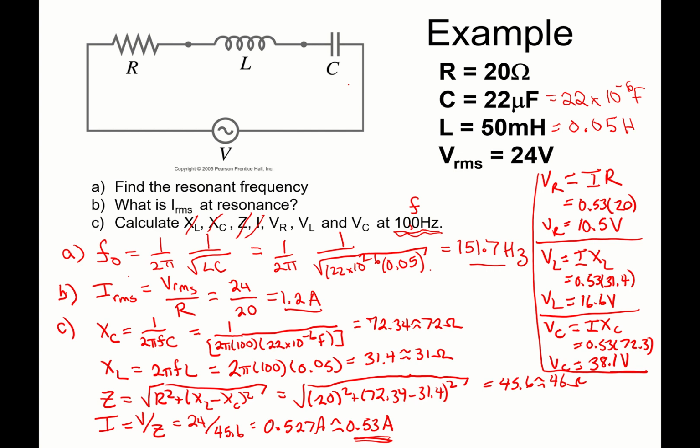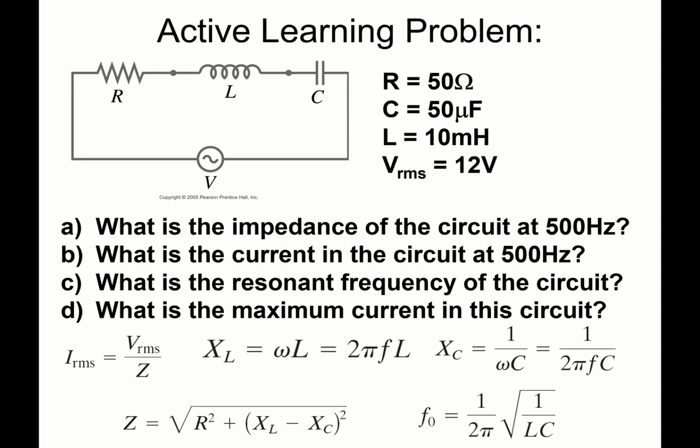Okay, so that's pretty much everything that you could be asked to calculate for an RLC circuit problem. All right, so what I want you to do is, here's a similar circuit just with different values for R, L, and C. I want you to calculate the impedance Z of the circuit at 500 hertz. What's the current at 500 hertz? Find the resonant frequency of the circuit, and find the maximum current that this circuit has. And the maximum current, of course, remember, happens when it's at resonance.